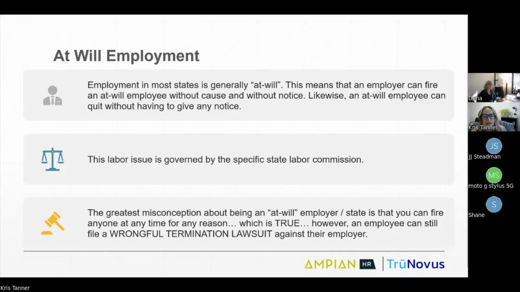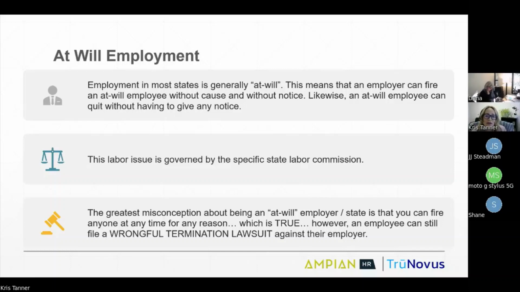First, employment in most states is at will. I believe Montana is the only state that does not abide by an at-will governance. This means that an employer can fire or terminate an at-will employee with or without cause, and with or without notice. Likewise, an at-will employee can quit with or without notice. This labor issue is governed by the specific state labor commission.